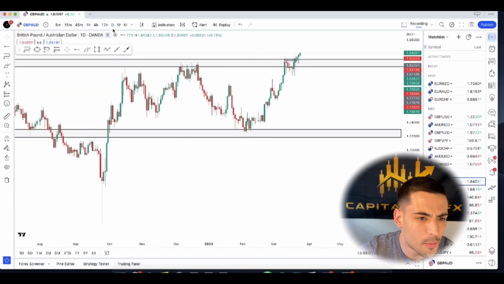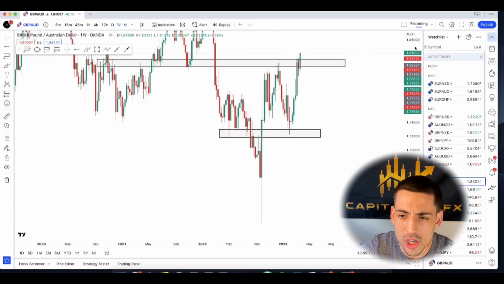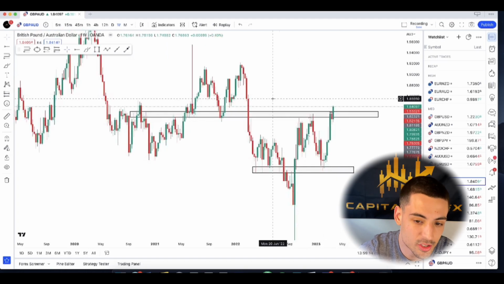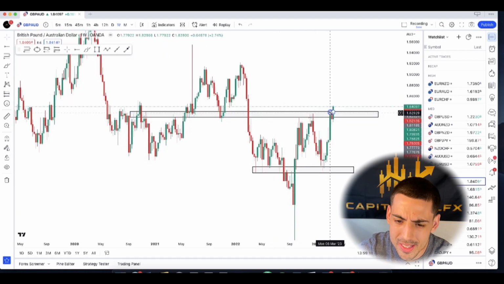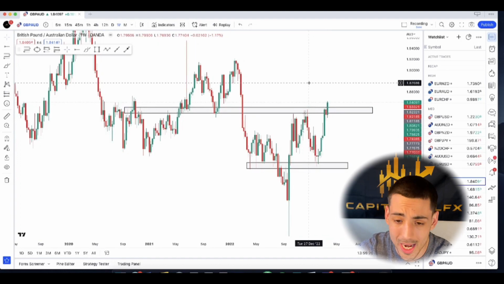GBP AUD, it looks like we just wiped out a significant horizontal level. Let's go back to the weekly time frame. We just wiped out a significant daily, weekly support resistance level that price has interacted with in the past. I'm waiting to see if we can come and break and retest this zone. I actually traded off of this zone last week and ended up getting stopped out.